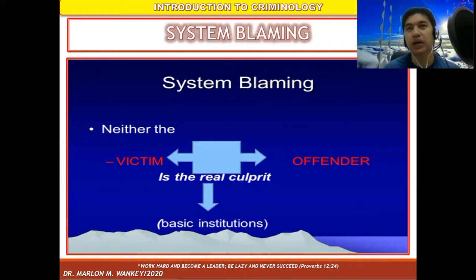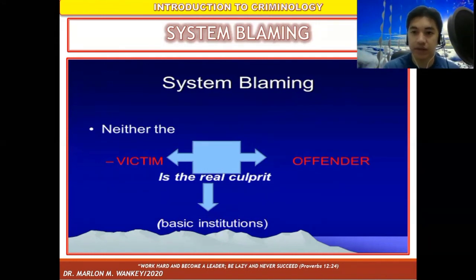Like also in the industry, they have their decision making, which put you at risk. Okay? Kung bakit kasi ganun yung decision. Kung hindi ganun ang decision, siguro hindi ganito ang mangyayari sa akin. Okay? So that is a system blaming.